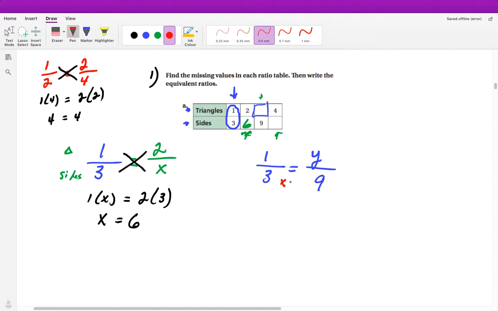Well, 3 times what gives me 9? 3 times 3 does. So I can also say 1 times 3 gives me what? And that means that in this case, y is going to be equal to 3. So that means that my answer here, let me just erase this so I can fit it in, is going to be 3. And we can check our work. 3/9. Does this reduce to 1/3? Yes, it does.